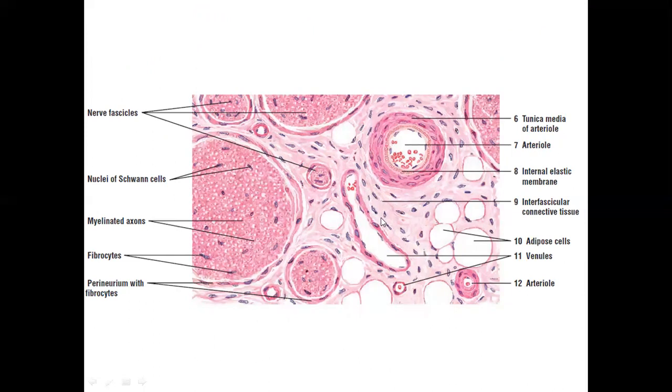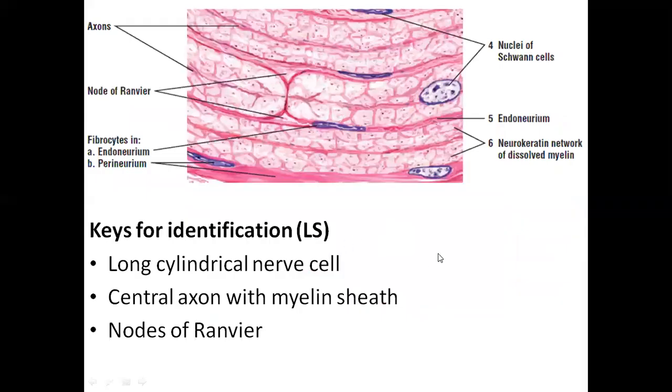We have arteries and arterioles. Then this is the longitudinal section of a nerve fiber, so we have long cylindrical nerve cells. The central axon has a myelin sheath. You can see this is the axon, and this is also an axon, and it has a myelin sheath. Like you are finding, there is a node in between, and that is nothing but the nodes of Ranvier. This whole thing is the axon and myelin sheath, and you find the Schwann cells outside.